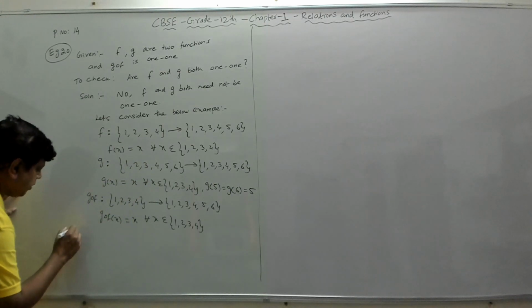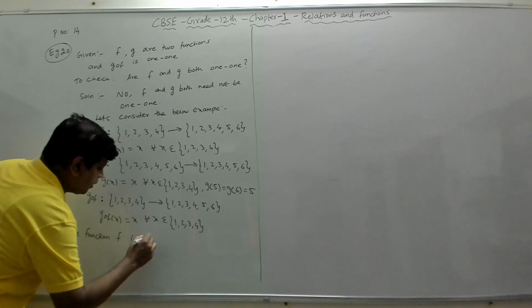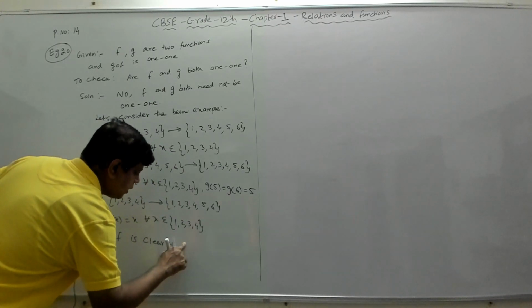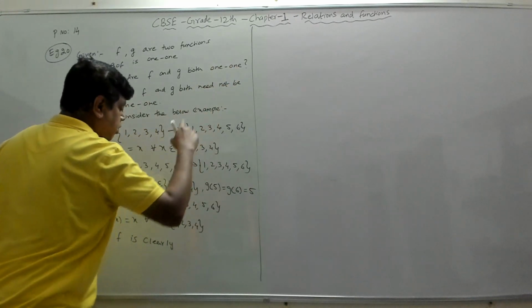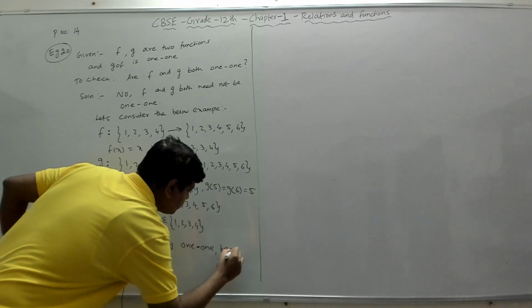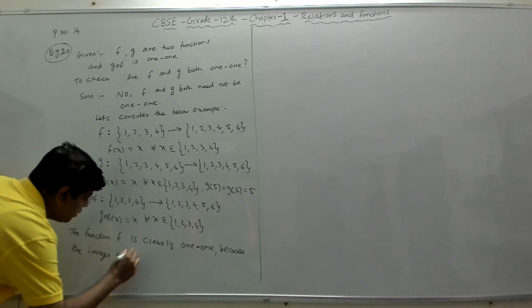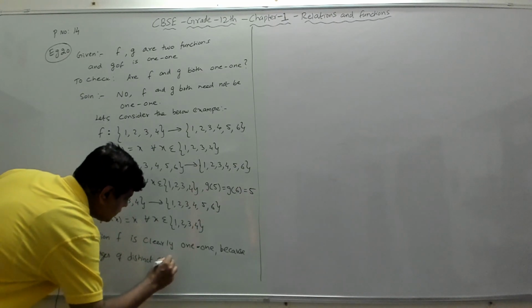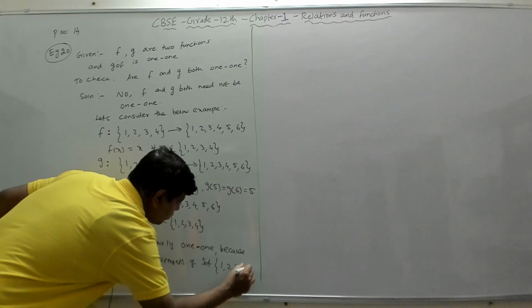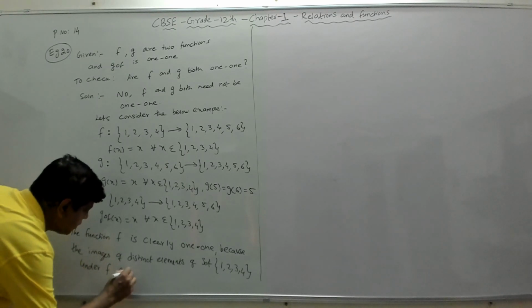So we'll say the function f is clearly one-to-one, because the images of distinct elements of the set 1, 2, 3, 4 under f are distinct.